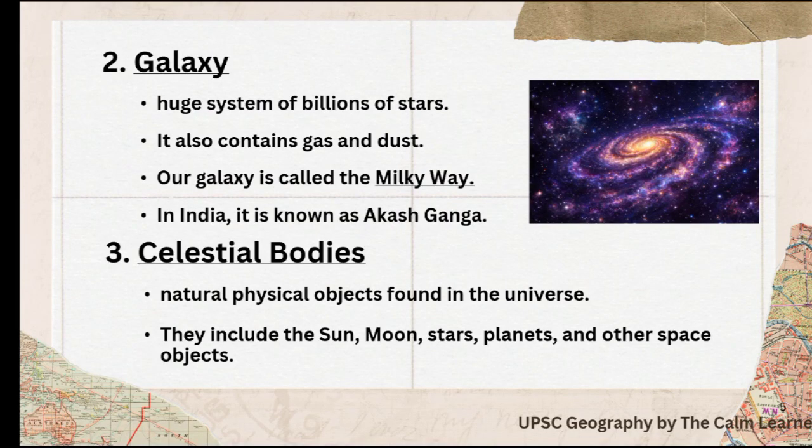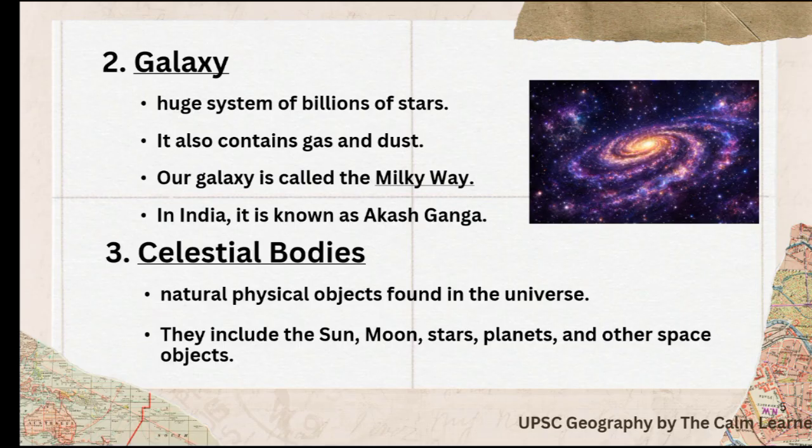So, after the universe come the galaxies. A galaxy is a huge system of stars, dust, and gases. The galaxy in which we live is called the Milky Way galaxy. Our solar system, including the Earth, is located inside the Milky Way. The Milky Way appears like a bright band of stars in the night sky. As you can see, there's a photo of a galaxy given. The solar system and the Earth come in the Milky Way galaxy. In India, it is also known as Akash Ganga.